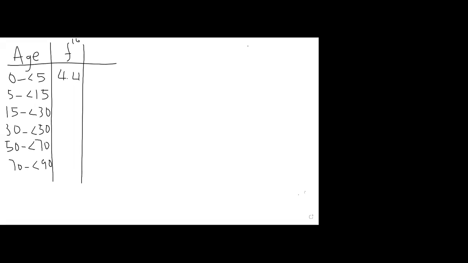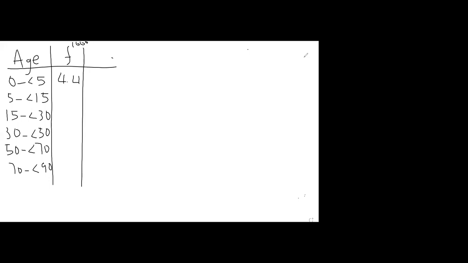So you can have this as the age distribution for, let's say, your clan. Then they give you frequency. I'll make it simple. It's in thousands, so I'll give it in points. So when I say 4.4, you are multiplying this. It's in thousands. So each figure is times 1,000.